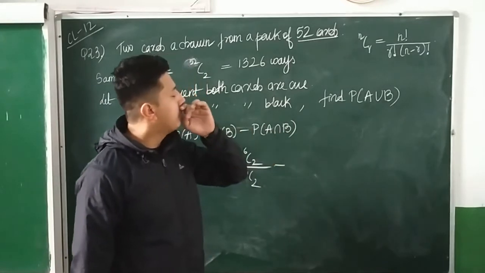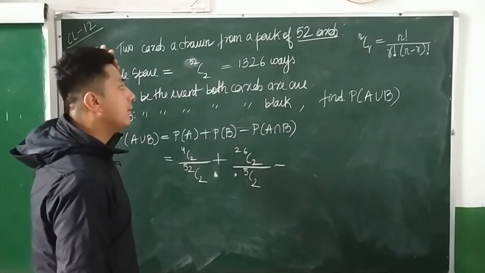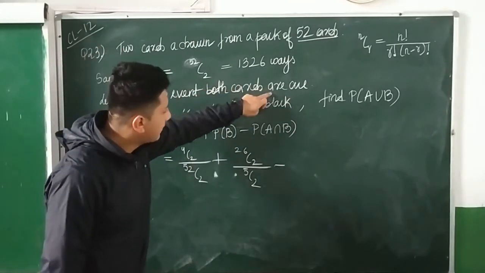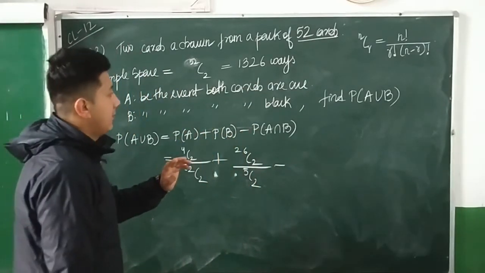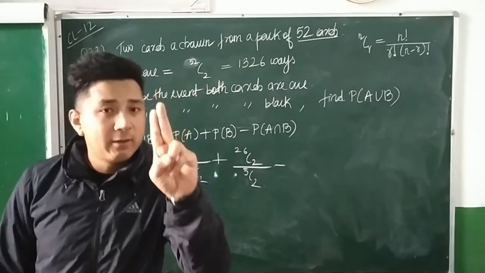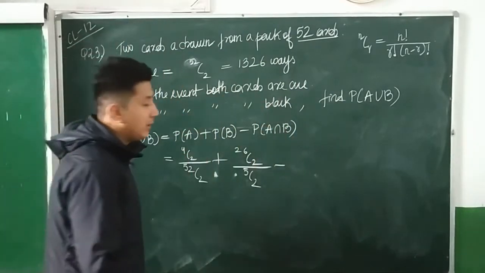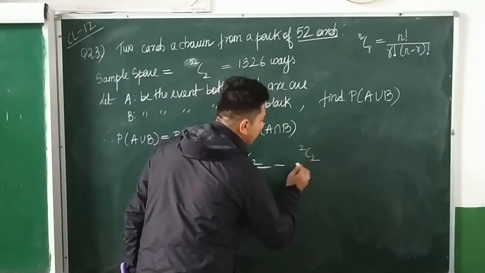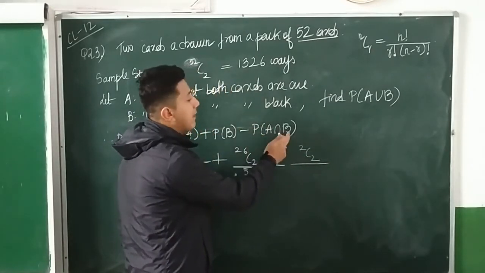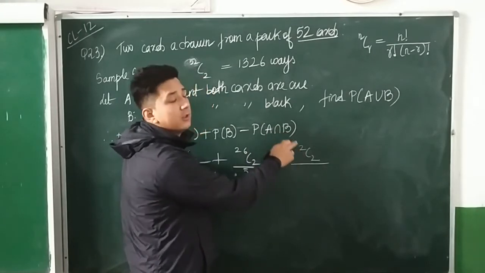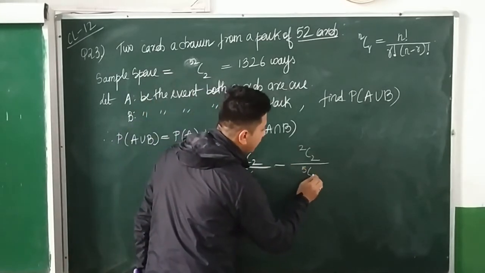Now A intersection B means that the cards have to be ace and black. Since there are 4 aces, 2 of them are black and 2 of them are red, it has to be ace plus black. So hence it will be 2C2. Why 2C2? Because it has to be ace as well as black. If I take 4, there will be 2 red also, which is not considered here. So 2C2 divided by 52C2.